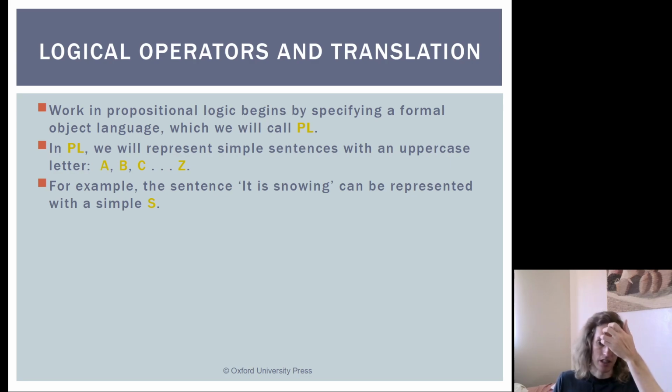So in the previous example, if I say apples are red, I can just use the capital letter A to stand for "apples are red." Using that variable to stand in for the simple sentence will allow us to regiment arguments in a way that reveals their structure completely, and gets us away from any of the content. So an example here: the sentence "it is snowing" can be represented with a simple S. So in the argument, anywhere that I want to say "it is snowing," I can just have an S instead.